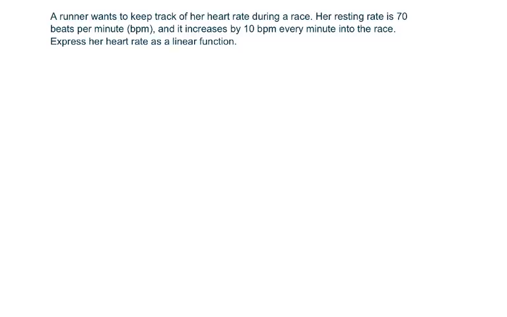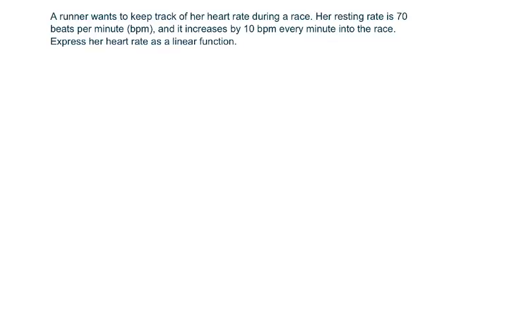A runner wants to keep track of her heart rate during a race. Her resting rate is 70 beats per minute, BPM, and it increases by 10 beats per minute every minute into the race. Express her heart rate as a linear function.